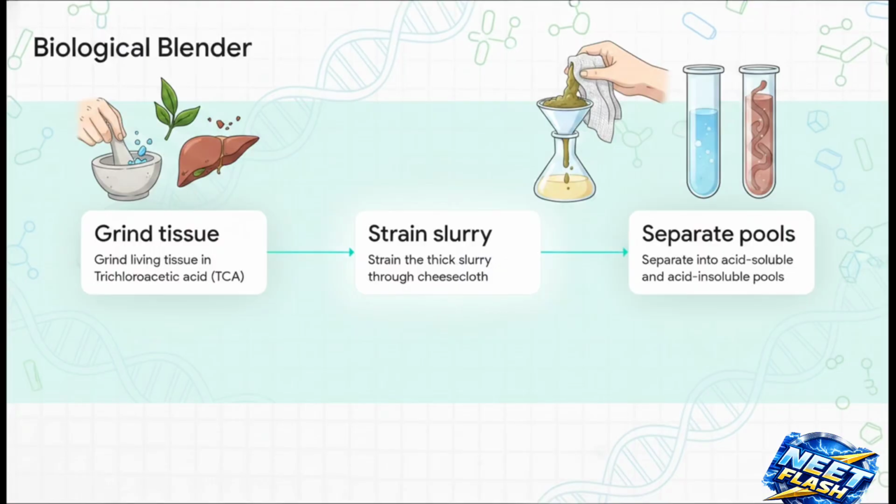So how do we actually figure out what we're made of? Well, scientists use what is basically a biological blender. You take a piece of living tissue, like a leaf or some liver, and you grind it up in a harsh chemical called trichloroacetic acid. When you strain that thick slurry through something like cheesecloth, it magically separates into two distinct fractions. You get the acid-soluble pool, which is where all your tiny micromolecules hang out, and the acid-insoluble pool, which catches all the giant, chunky macromolecules.